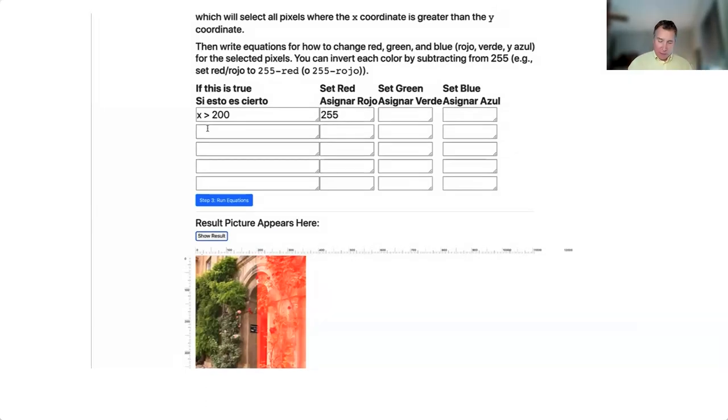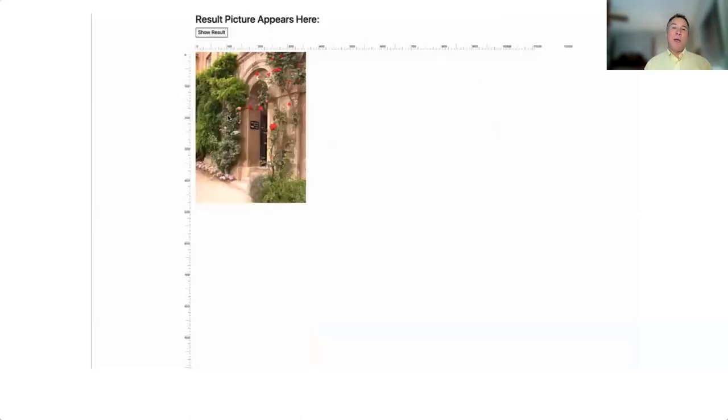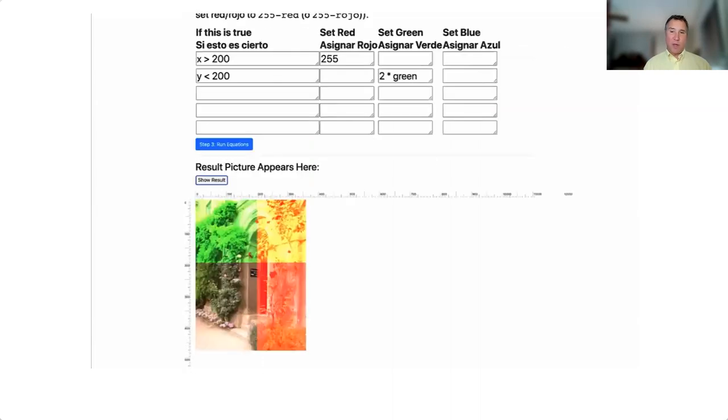Second is that they can also specify colors using mathematics. Here we're using red, green, and blue, each of which varies between 0 and 255. And we could use an equation to specify how we want the green to change here if y is less than 200. And the third is that we could select which pixels we want to apply a transformation to based on the value inside the pixel. So we can say if blue is greater than 200, we're going to halve the blue. We're going to reduce it by 50%.